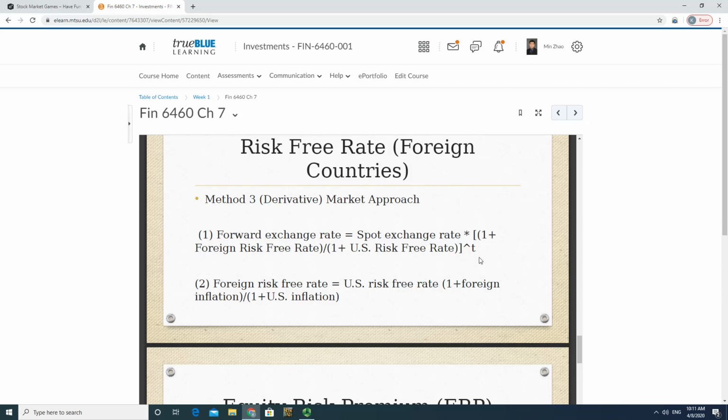And the second one is based on inflation, and this is another equation that you can utilize, which means the relative risk-free rate between a foreign country and the U.S. is exactly equal to the relative foreign inflation rate and U.S. inflation rate.